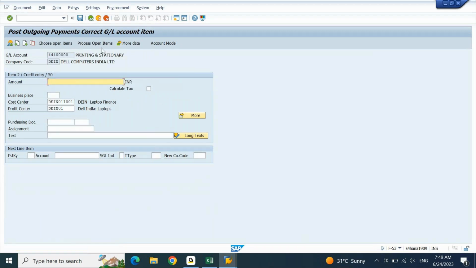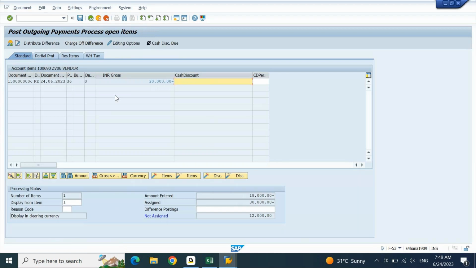I'll go to process open item once again. What is this 12,000, debit or credit? Remember, the not assigned amount will not show you a positive or negative symbol. Here it is showing properly the negative balance, but here it is not showing. The balance not assigned is the balance amount, the balancing figure between debit and credit.